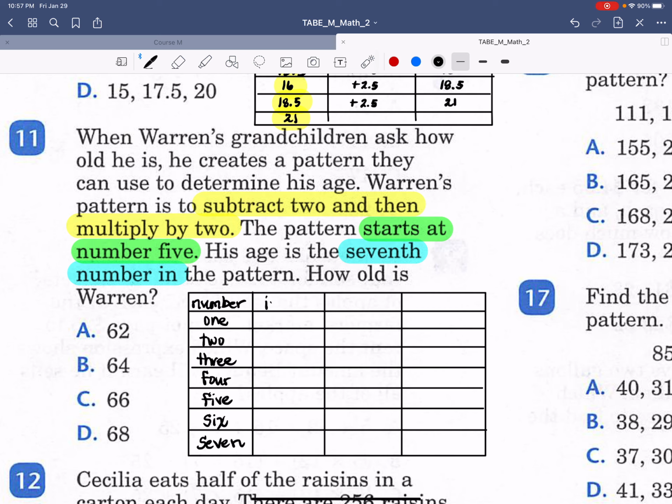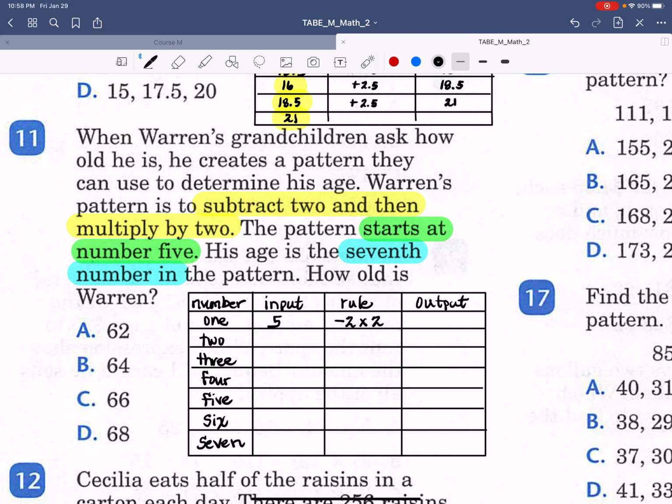And then we have an input. We have our rule, which they told us is subtract 2 and then multiply by 2. And then we have the output. And all of this lovely fun starts at the number 5.